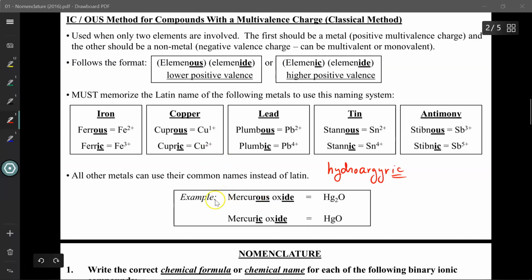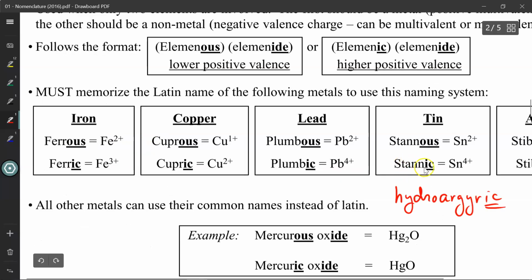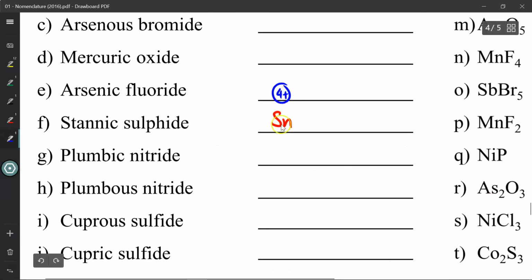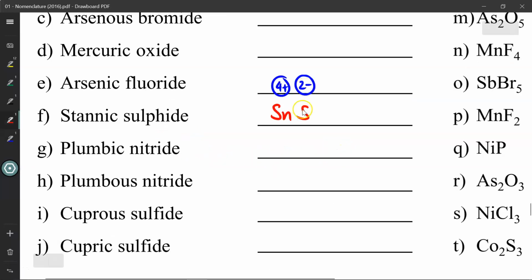It's pretty wishy-washy. But if you go into the back room where I keep all the chemicals at school, you'll see a lot of substances are still labeled using this method. Let's try an example. Stannic sulfide. Stannic is tin with a symbol of Sn, and because there's IC, it's the higher valence, not 2, but 4. And now when I look at sulfide, sulfur is typically monovalent with a 2 minus. And in order to zero sum this, I need 2 sulfurs in order to add up to 0. So Sn, S2. Stannic sulfide.